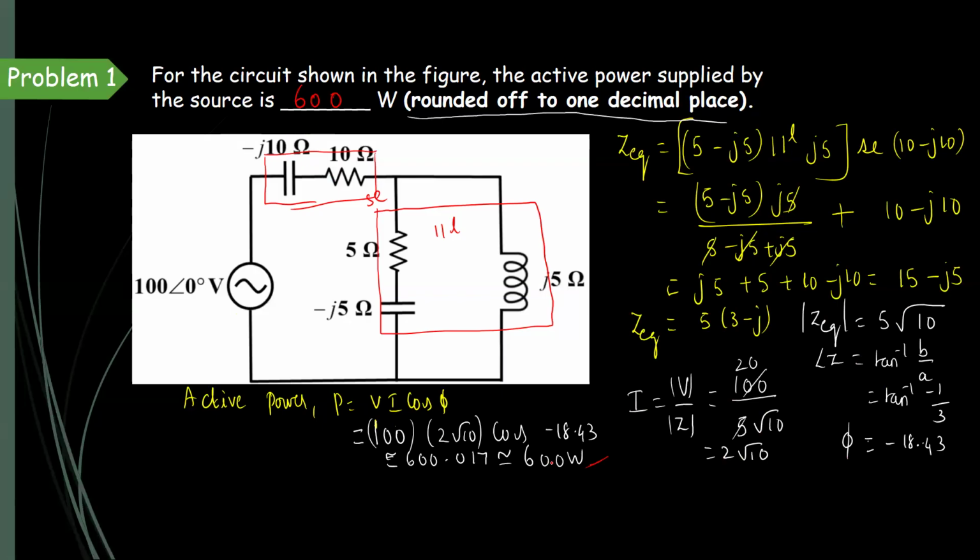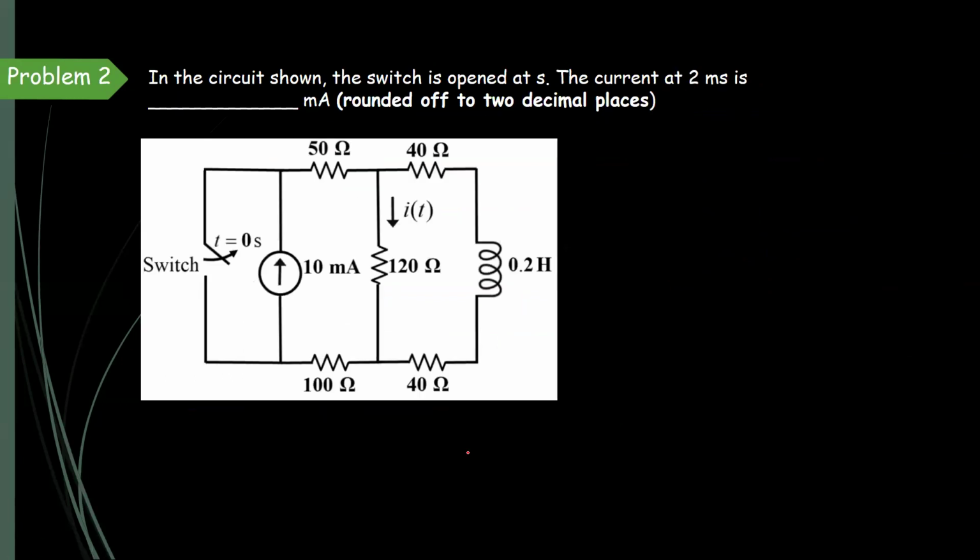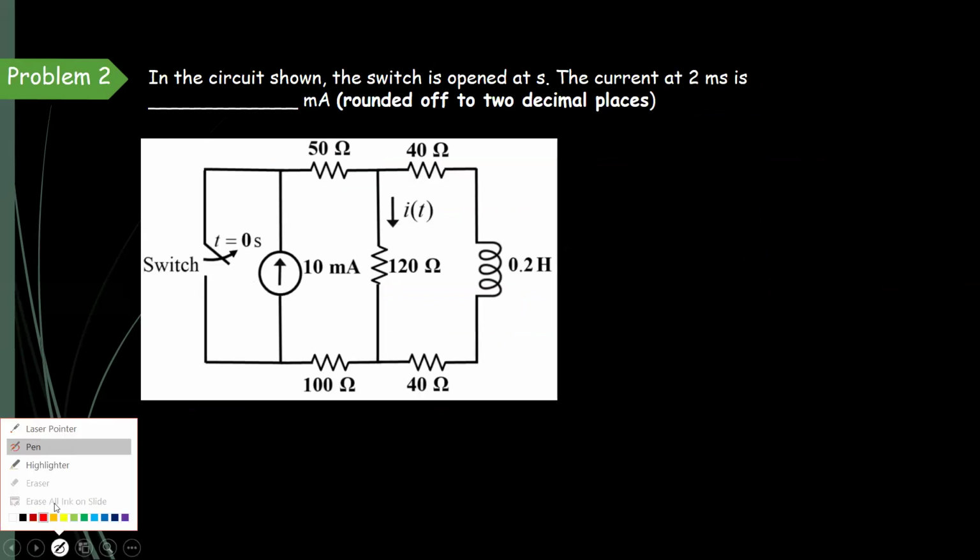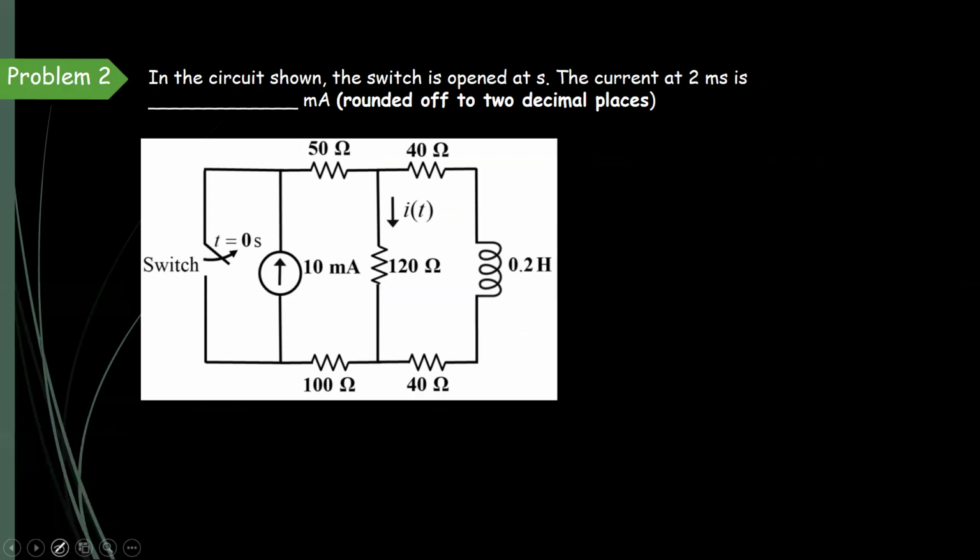Let me move to the next problem. This problem is given from the topic transients. In the circuit shown, the switch is opened at t equals 0 second. Okay, this is t equal to 0 second. The current at 2 millisecond is dash milliamps, rounded off to 2 decimal places.